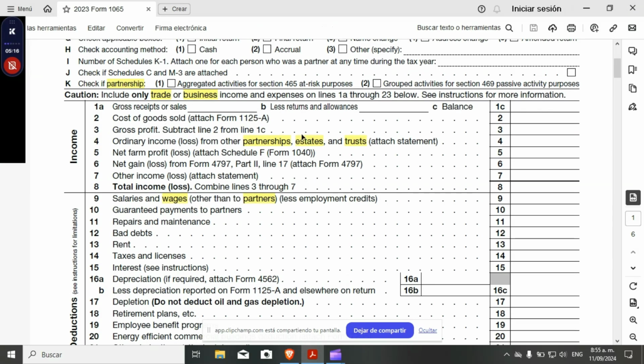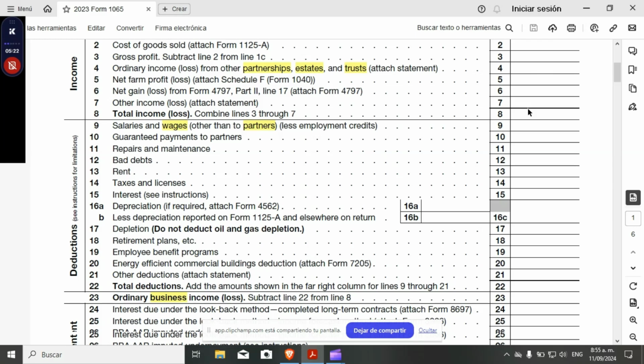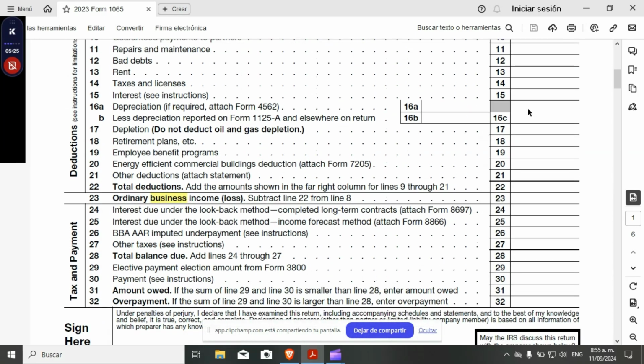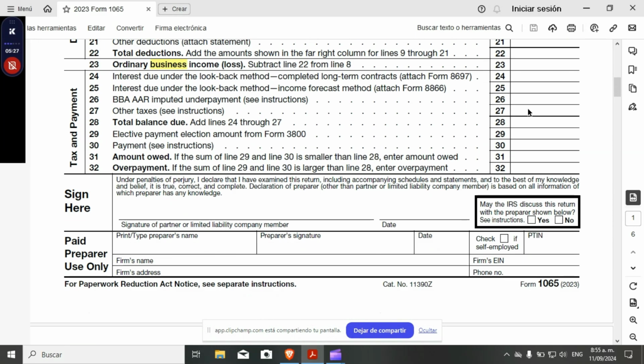Since that's the case, this of course is going to be all zeros because you have no income, no wages, no trade or business, right? So you have no income. And if you have no income, there's no deductions. And if there's no deductions, then there's no adjustments. So that's all zeros. This is all pretty much zeros.